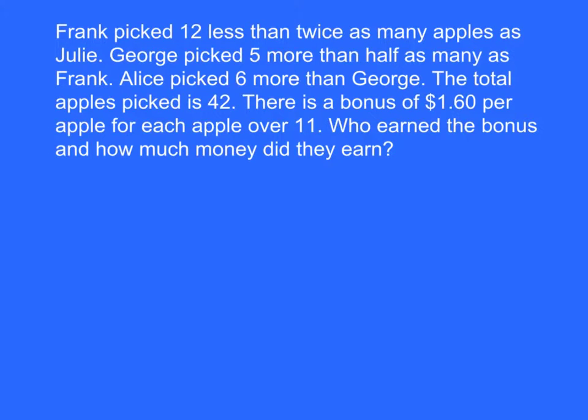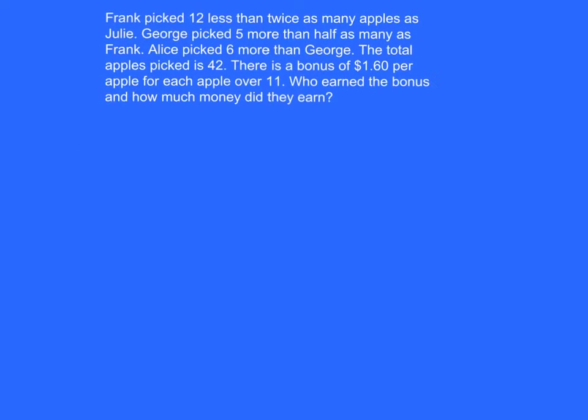So we will lower this down and start with Frank. So here is Frank. Which person in the problem do we know absolutely nothing about? Julie. So we'll put Julie here. What's Julie? X. And if Frank is 12 less than twice as many as Julie, then what's Frank? 2x minus 12. So you double Julie, she's x, to get 2x, and then you subtract 12.